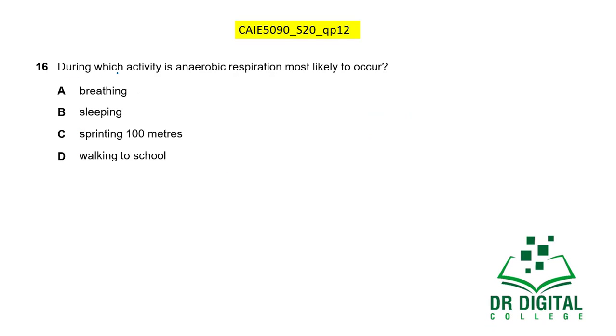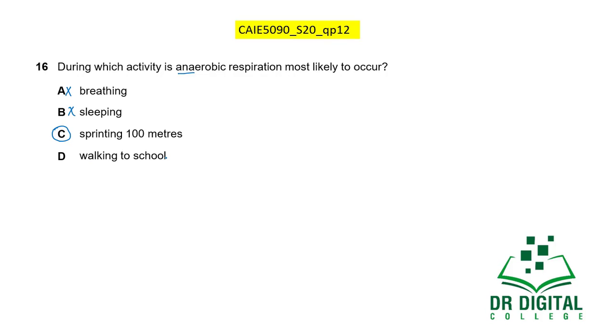In this question, during which activity is anaerobic respiration most likely to occur? Breathing, we are breathing all the time, but we are not doing anaerobic respiration all the time. So option A is wrong. Sleeping, this is a time of very low metabolic activity. So we are not doing anaerobic respiration, we are doing only aerobic respiration. Sprinting 100 meters. You know that the 100 meter sprint is a fast race. So there can be severe oxygen deficiency and anaerobic respiration can start. So option C can be correct.